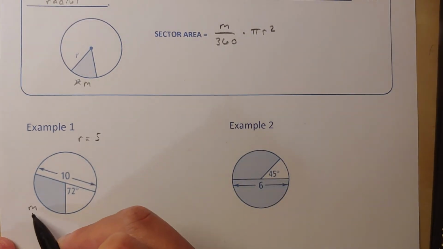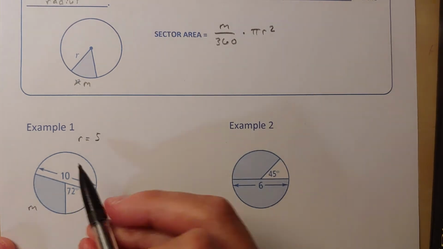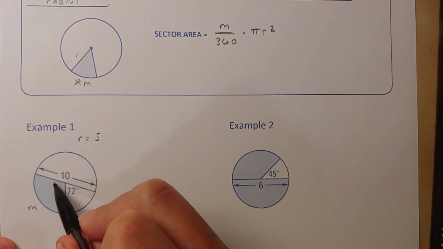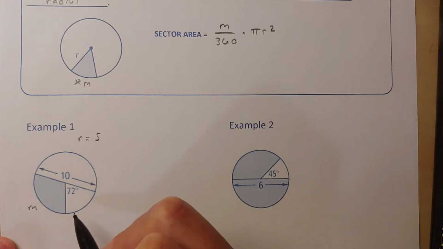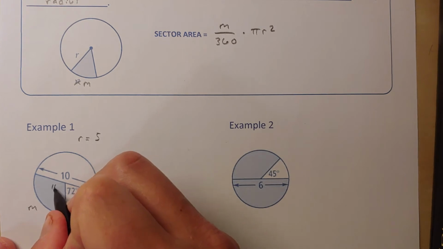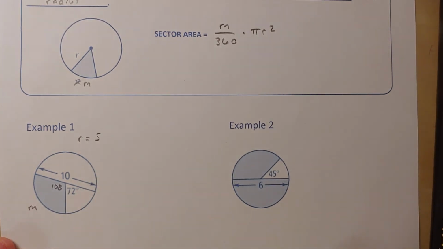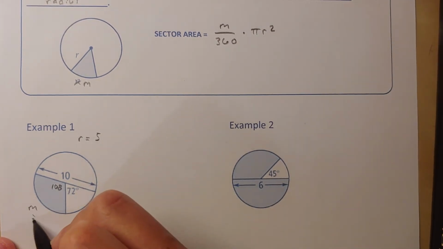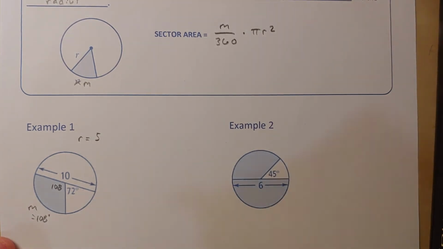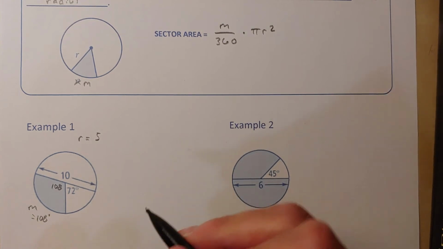Now I need to figure out the measure of this arc. Well, I can do a little detective work here. If this is a diameter, then this would be half the circle, or 180 degrees. So if I subtract that 72, I know that this angle right here is 108. And if this is 108, then the measure of my arc is also 108. Now I have enough to find the sector area.